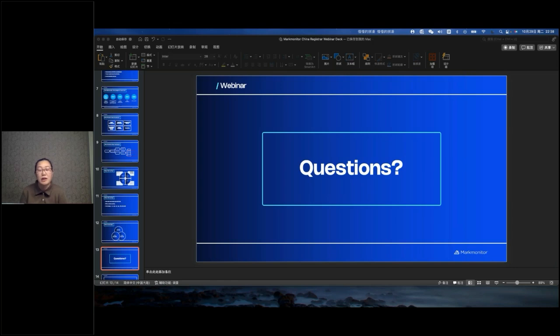So you can see the Markmonitor China Registrar is a part of the entire Markmonitor service. And the entire Markmonitor service is composed of Markmonitor Inc. and Markmonitor China. Although Markmonitor Inc. is very big and Markmonitor China is relatively small, it's also very important to make sure that you can have all your portfolio in one place and in compliance with the local regulations.